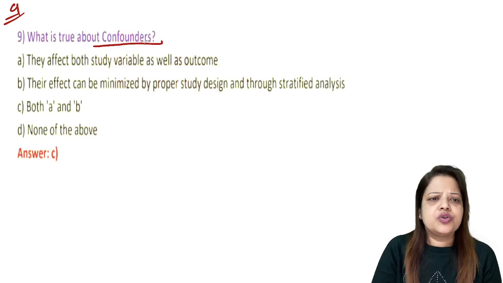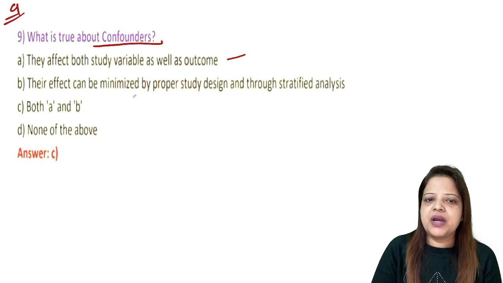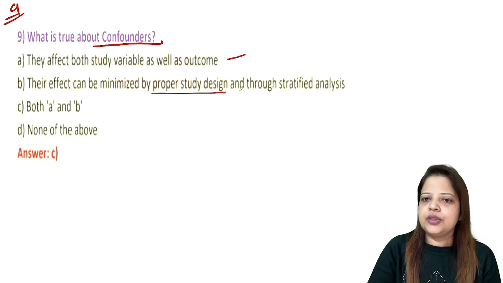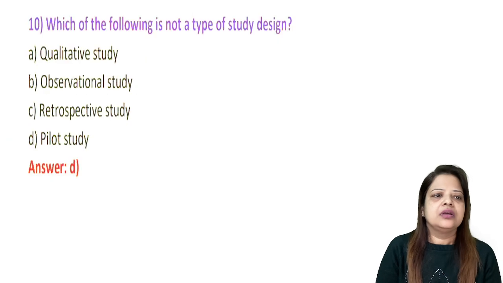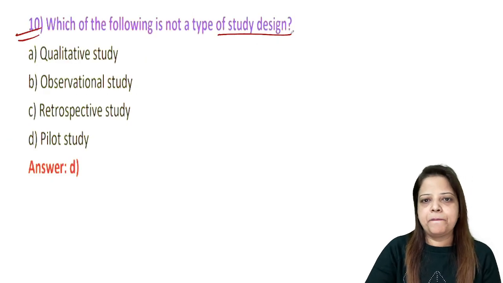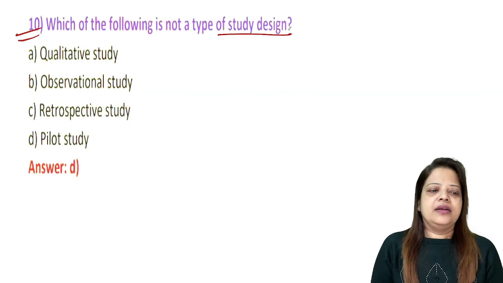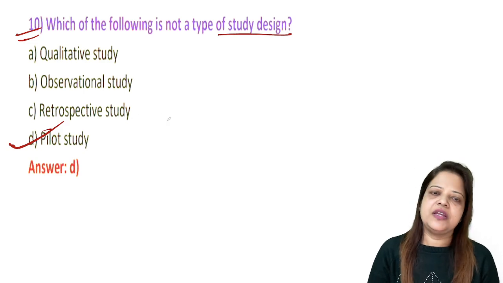So what is true about confounders? They affect both study variable as well as outcome. This is correct. Their effect can be minimized by proper study design and through stratified analysis, both A and B. Number 10, which of the following is not a type of study design? Okay, pilot study is not a type of study design. Qualitative, observational and retrospective study.